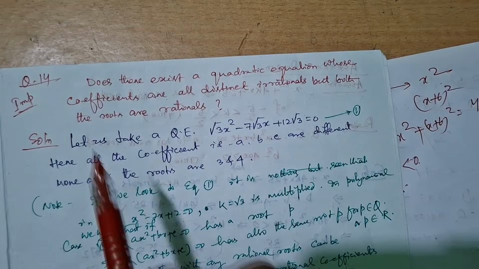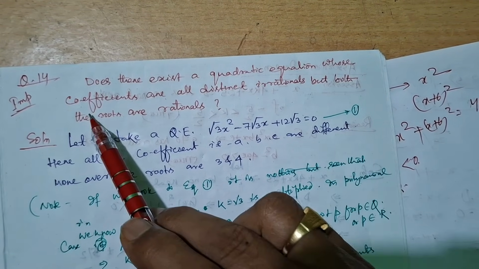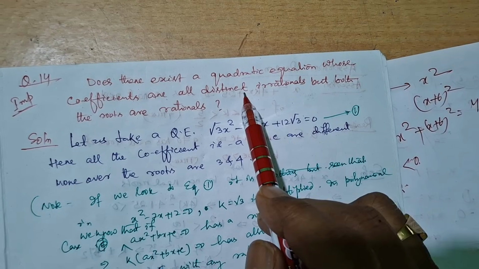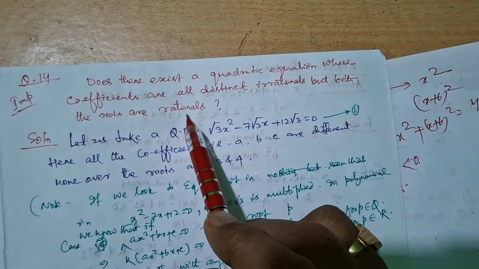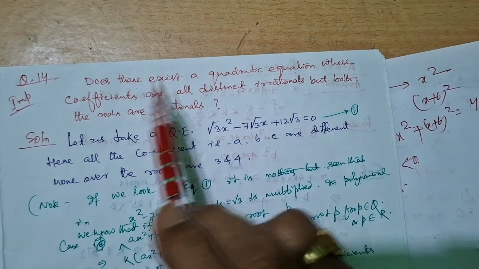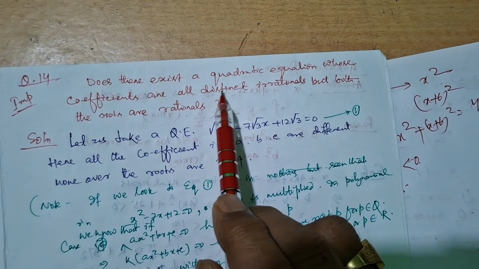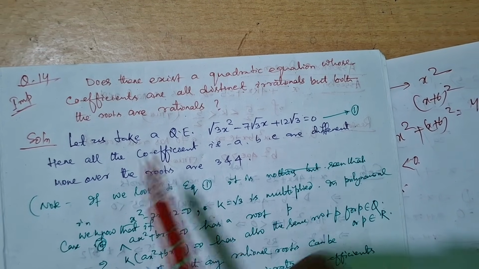Now, does there exist a quadratic equation whose coefficients are all distinct irrationals but both the roots are rationals?